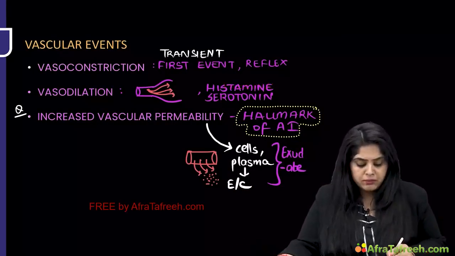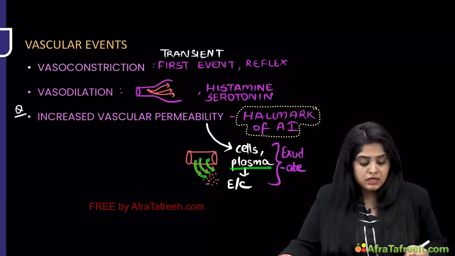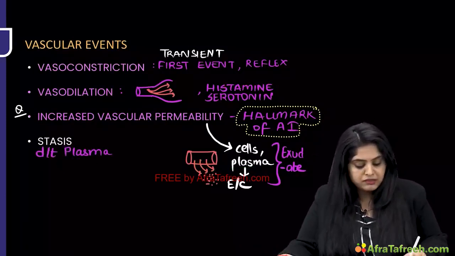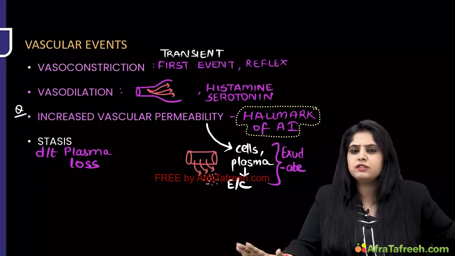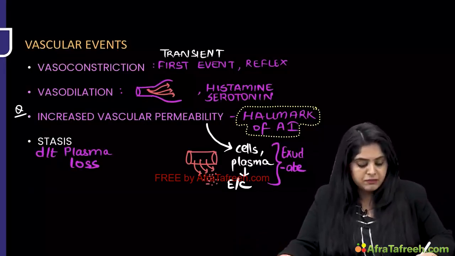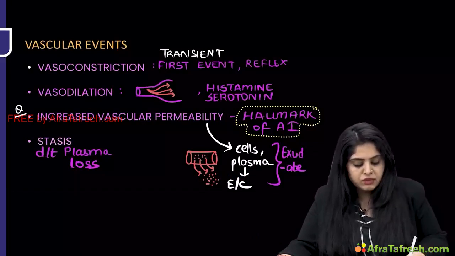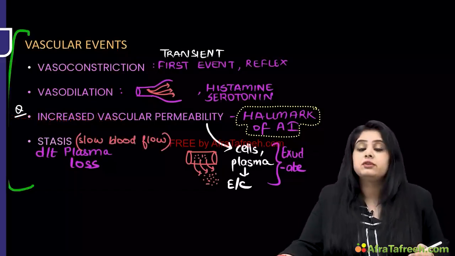Imagine all the water, plasma, all the water part has gone out. This means the rest of the blood is going to become sluggish because all the plasma has been lost. Therefore, whatever blood is left behind is going to be slow, means there's going to be a slow blood flow, that is stasis. That completes your 4 vascular events.